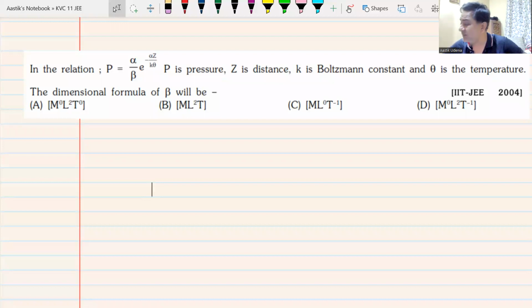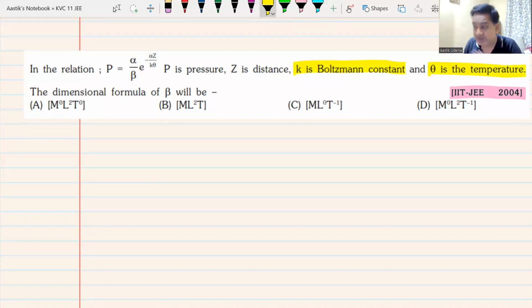Why has this come? Because this is a question from a previous year IIT. The only problem with this question is that we do not know certain terms that have come in this equation, because they are not from mechanics, they are from heat. One term that we don't know is the Boltzmann constant. The other term that has still not come is temperature. Since we do not know these two terms, we will not be able to solve this question.